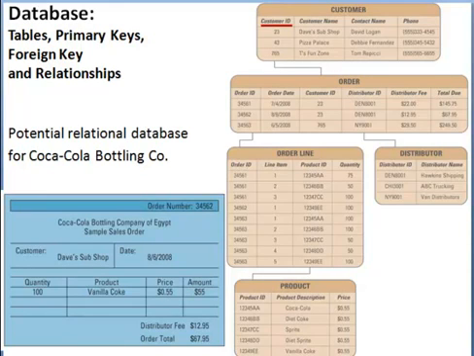Let's use the following sample database for Coca-Cola bottling plant as an example to discuss some of the basic terminology and concept in a typical database. First of all, a database is really a collection of tables. In this case, customer, order, distributor, order line, and product are tables. So we have 5 tables in this particular database.